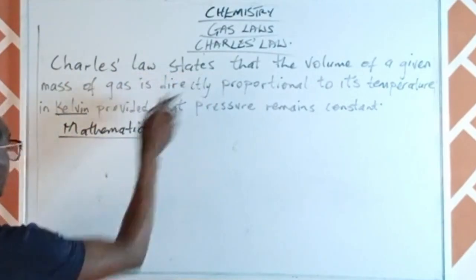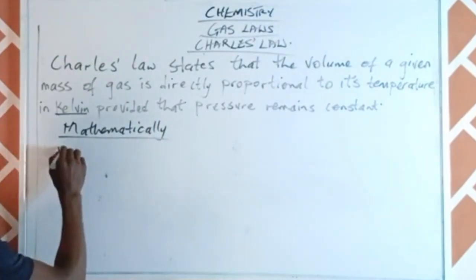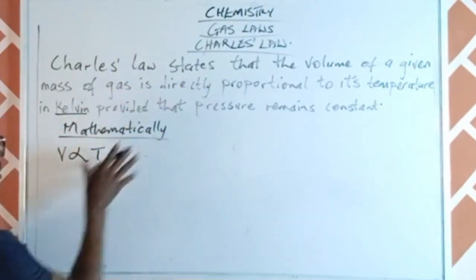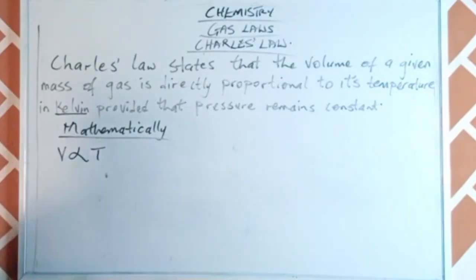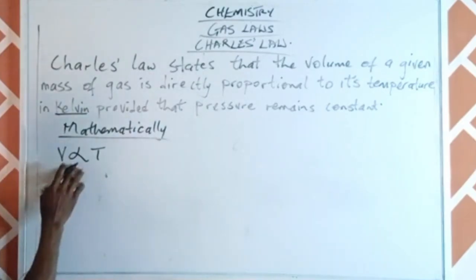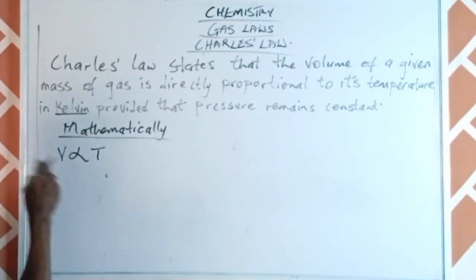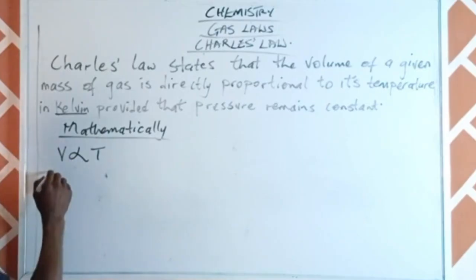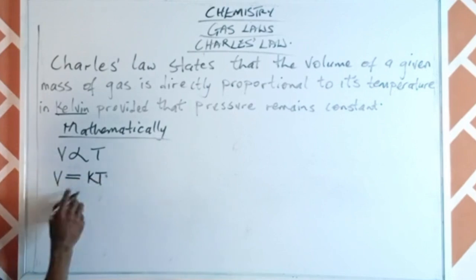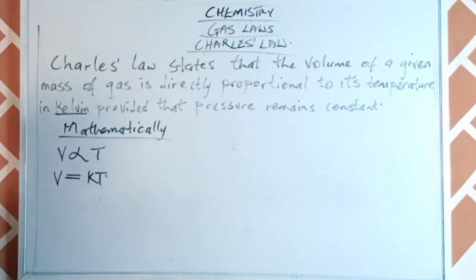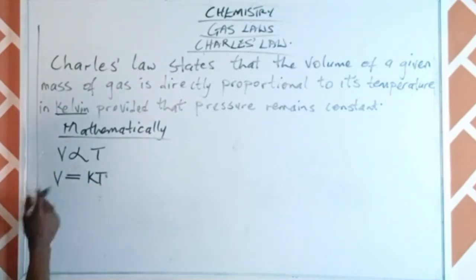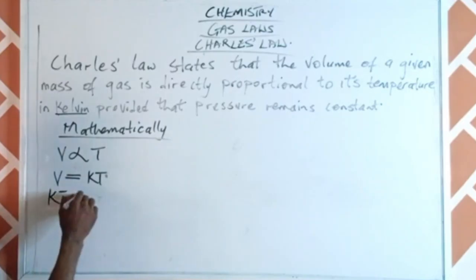Mathematically, what Charles is trying to tell us is that volume is directly proportional to temperature. So if volume is directly proportional to temperature, let us try to remove this proportionality sign. Removing the proportionality sign, we'll have volume equals KT. Volume equals KT. So if you try to make K subject of the formula, let me reverse this: I am having KT equals volume.